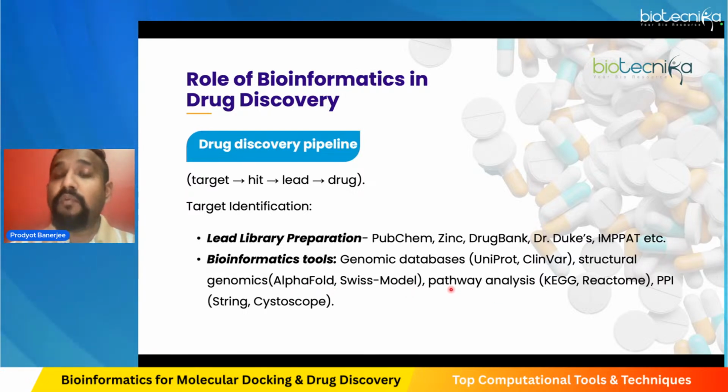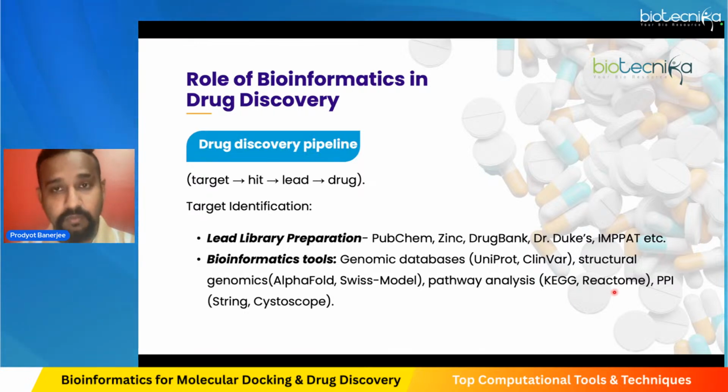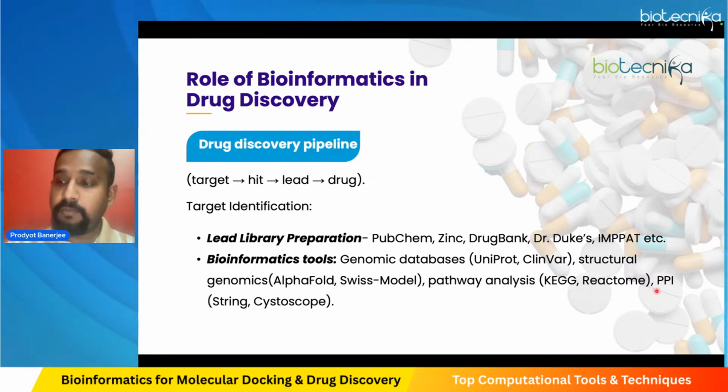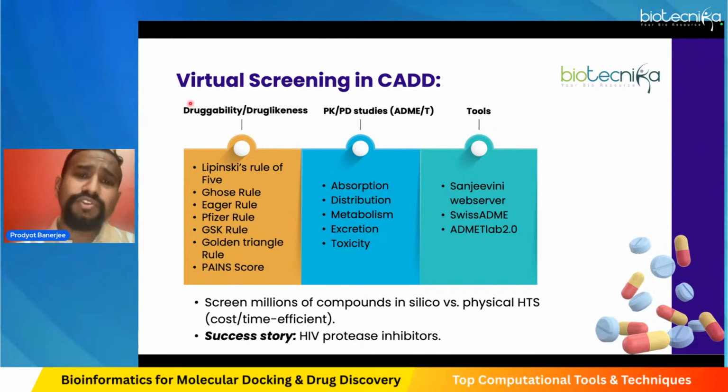If you want to identify the cascade of reactions that is being hindered or where some part is malfunctioning, you can go for pathway analysis using KEGG and Reactome. Then you can also go for protein interaction using STRING and Cytoscape. I'm moving fast because time is obviously limited. So basically, the virtual screening cascade, as we have talked about.